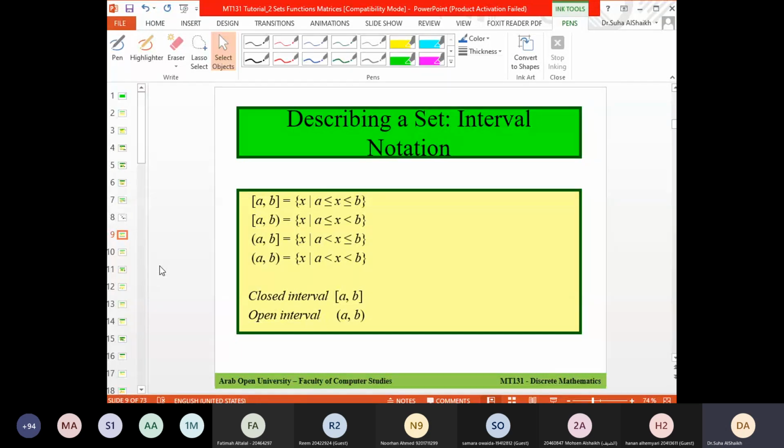So describing a set in interval notation, one important thing in mathematics is the interval. Interval معناها الفترات. So instead of listing the elements, instead of using the set builder notation, we just write it as an interval. When we write a closed square bracket, شايفين البراكت? Square bracket, [A, B], it means x's such that x is between A and B with equal, بمعنى أن ال A with B are with me.